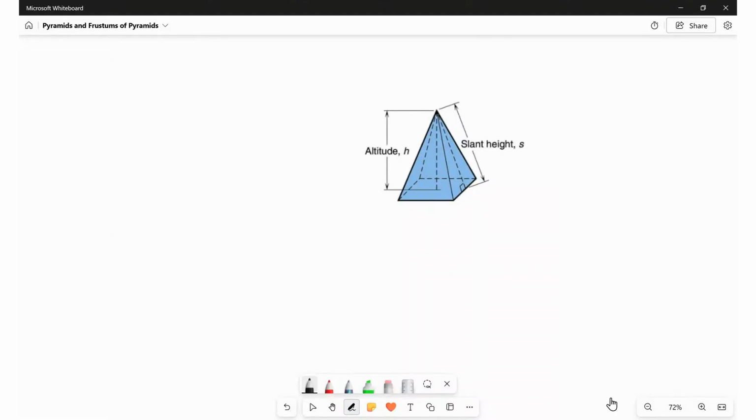All right, so now we're going to get into pyramids and something called frustums of pyramids. So, first of all, let's talk about pyramids. A pyramid is nothing more than a solid object that has one base and three or more lateral faces. What we have in front of us is called a square pyramid because you can see the base down here. This is sitting on a square.